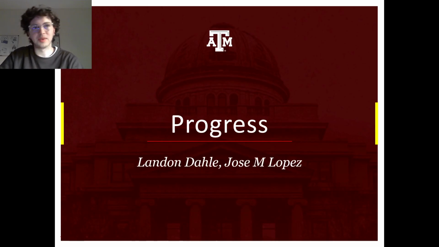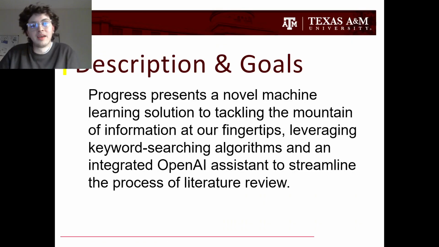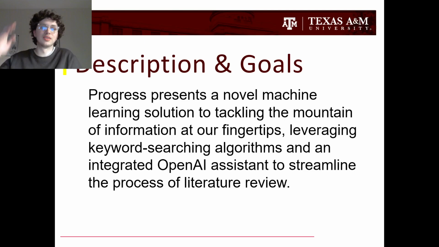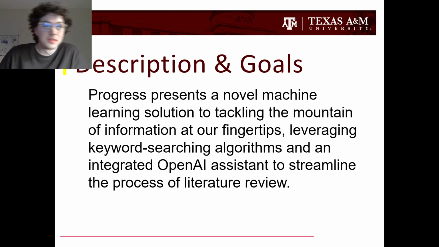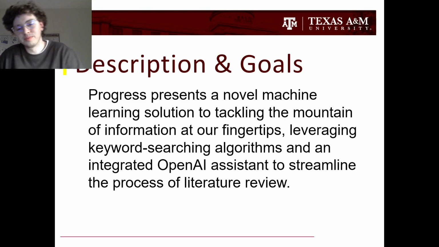So what is Progress? We wanted to make this project to help go across data for literature review, with the hopes of being able to extract future directions from a large selection of texts. I'm going to read this verbatim. Progress presents a novel machine learning solution to tackling the mountain of information at our fingertips, leveraging keyword searching algorithms and an integrated OpenAI assistant to streamline the process of literature review.